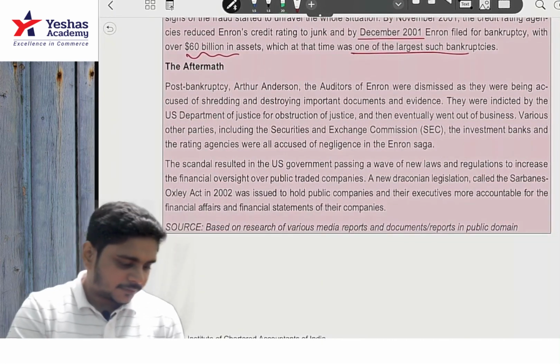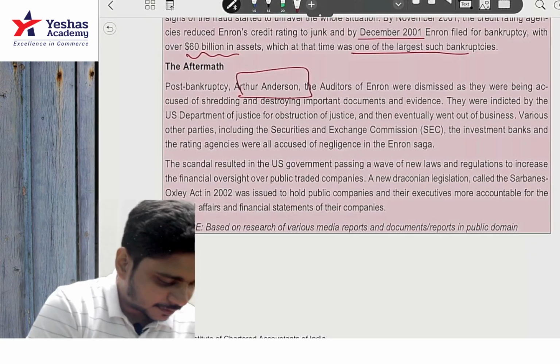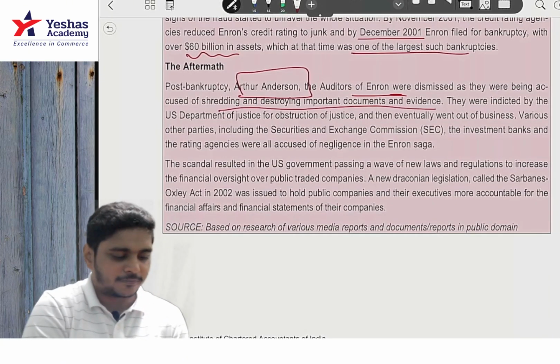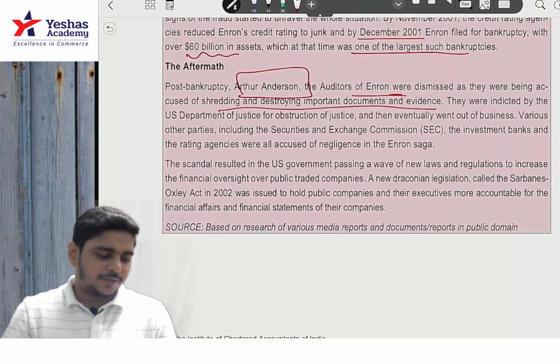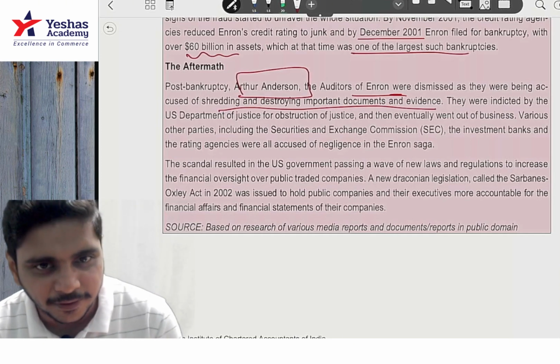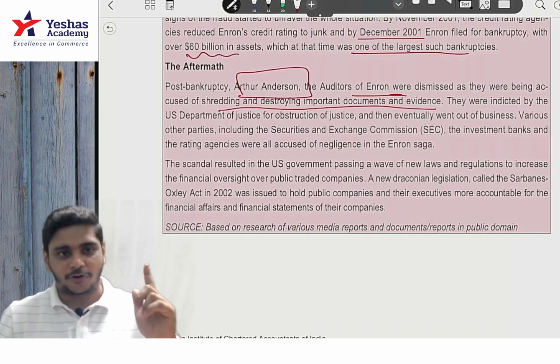Post bankruptcy, Arthur Andersen, the auditors of Enron, were dismissed as they were accused of shredding and destroying important documents and evidence. They were indicted by the US Department of Justice for obstruction of justice. So they were also banned forever. So this was the fraud of Enron.